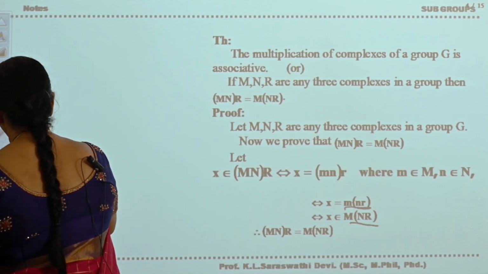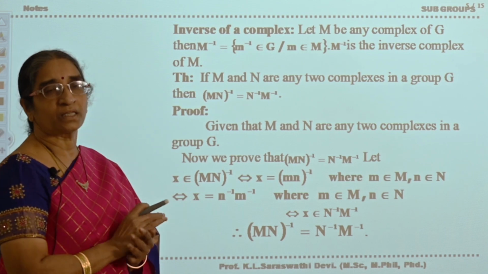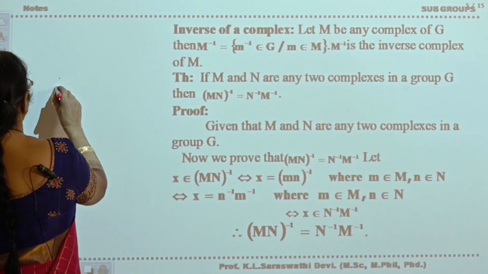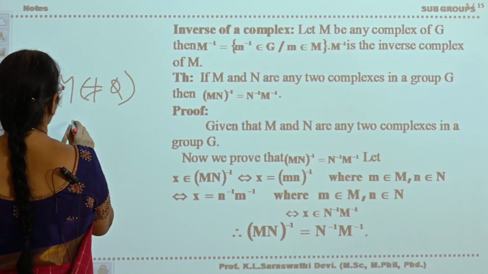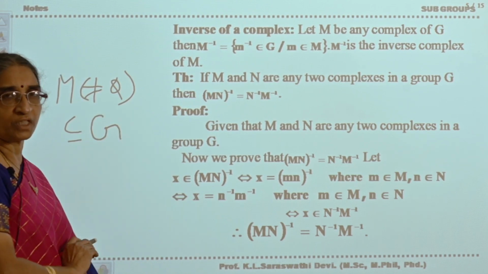Okay, now see the next one, that is the inverse of a complex. Now see what is M? M is nothing but a non-empty subset of G. M is a non-empty subset of G.